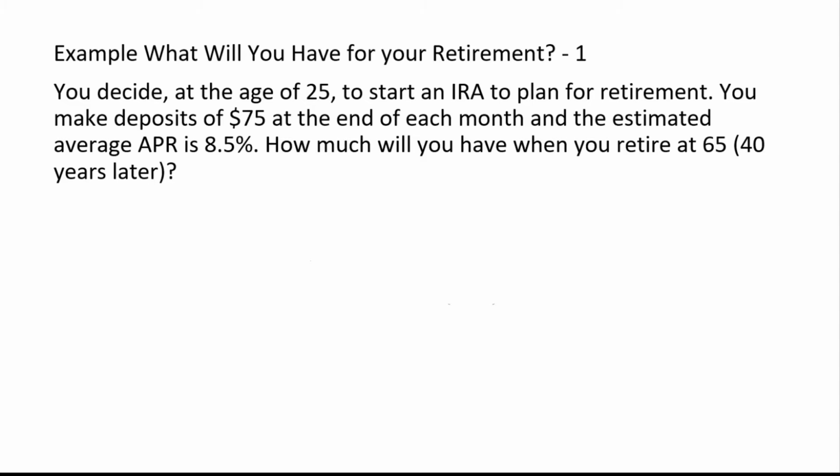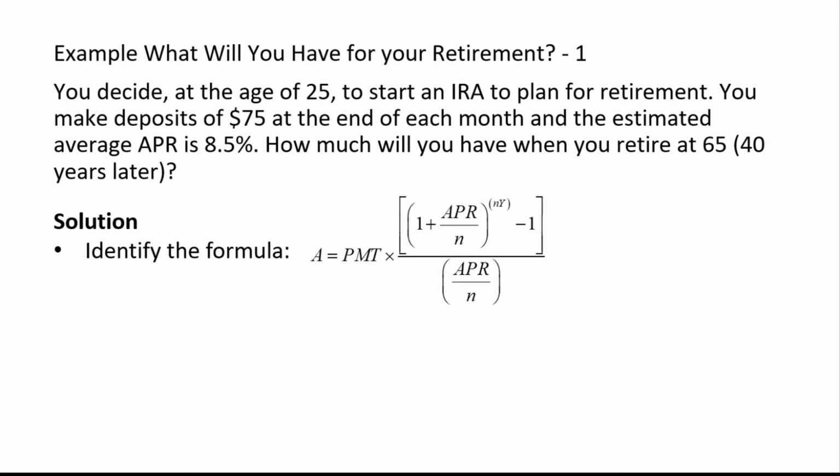So for the solution, the first step is always to identify the formula. Write it down. The formula is the ordinary annuity solving for the account balance, and it is A equals PMT times the quantity of the quantity 1 plus APR over N raised to the product of N times Y minus 1, all divided by the quantity APR over N. Identify the formula. Write it, ordinary annuity formula.